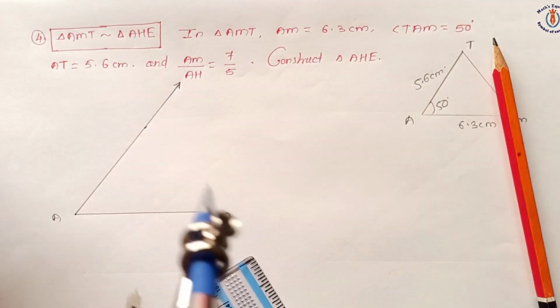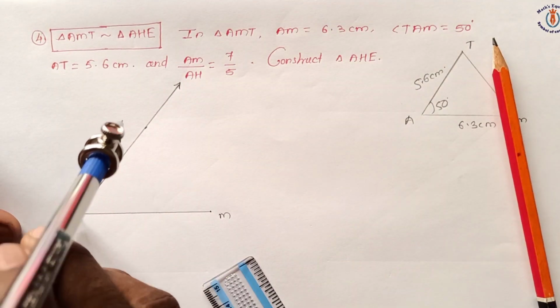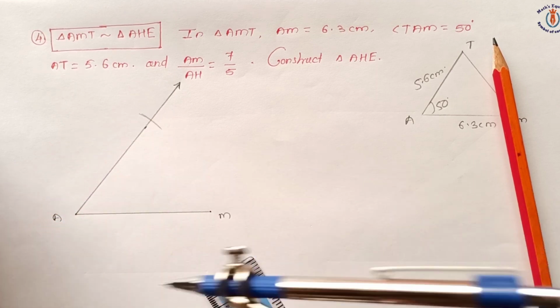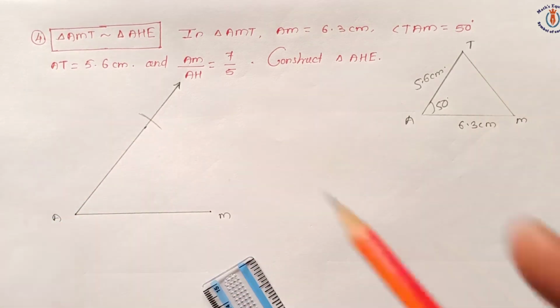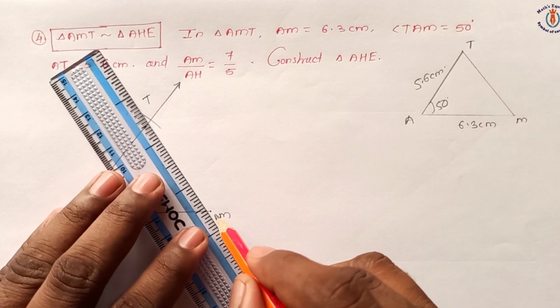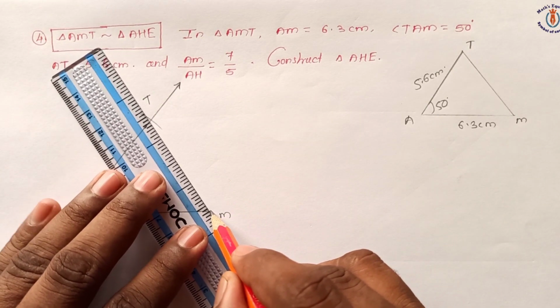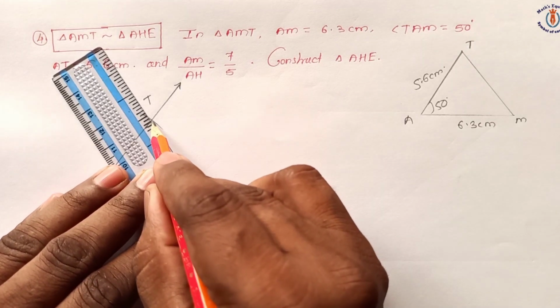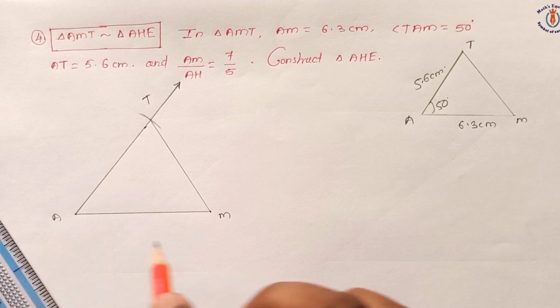5.6 centimeter. And hold this compass on a point A and make one arc. Okay, so this is the point T. Okay, now join this point T with M, so that you will get that triangle AMT.